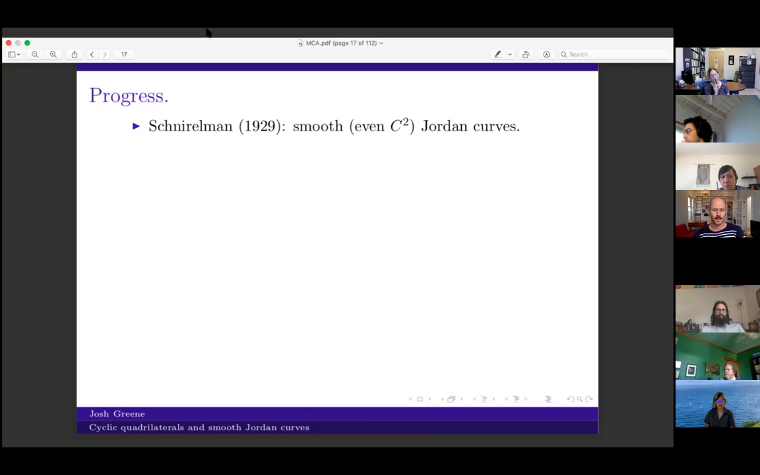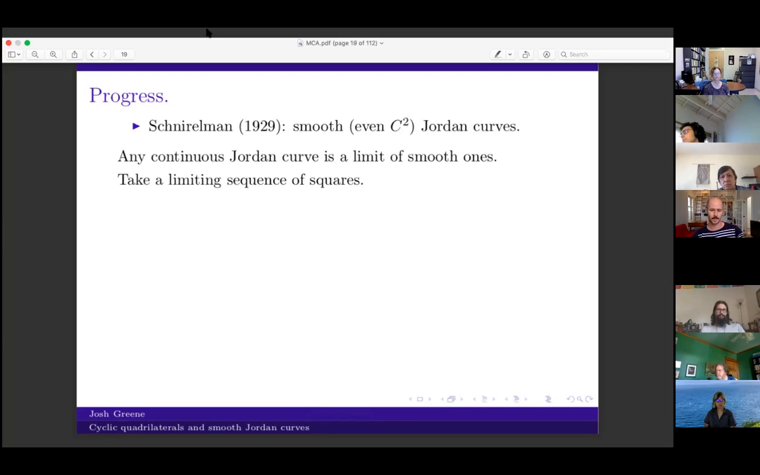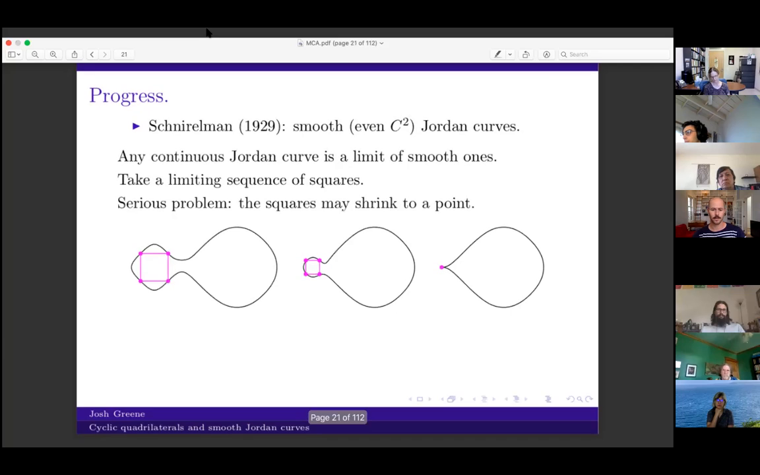And once you know that, it's tempting to think about the case of a continuous curve. That's because any continuous curve is a limit of smooth ones. You can prove that in many ways. So what you might do is take a sequence of smooth ones limiting to a given continuous one and take a square, which is guaranteed on each one by Schnirelmann. And by passing to a subsequence, I can find a convergent sequence of squares which limit to the desired curve. The problem, though, is that those squares could shrink out, as depicted here.